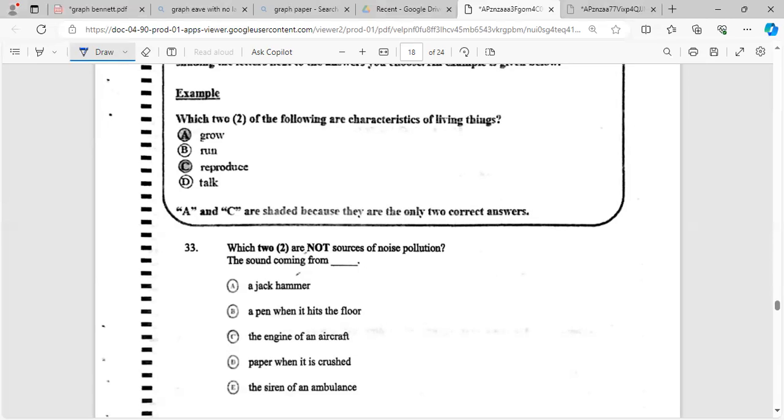This is where it gets a little bit tricky, guys. Which two are not sources of noise pollution? A jackhammer, the noise that a pen makes when it hits the floor, this could be one. The engine of the aircraft, the paper when it's crushed, the siren of an ambulance. Alright, so this one, paper, and so that is what? B and D for 33.